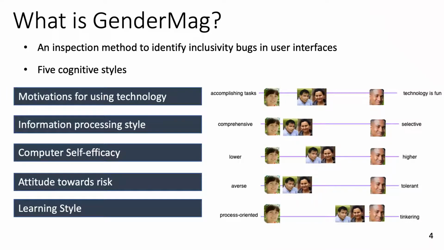cognitive styles. For example, the Abby persona has a comprehensive information processing style and likes to gather information before acting, whereas Tim is on the other side of the spectrum and is a selective information processor and usually does the first promising action.